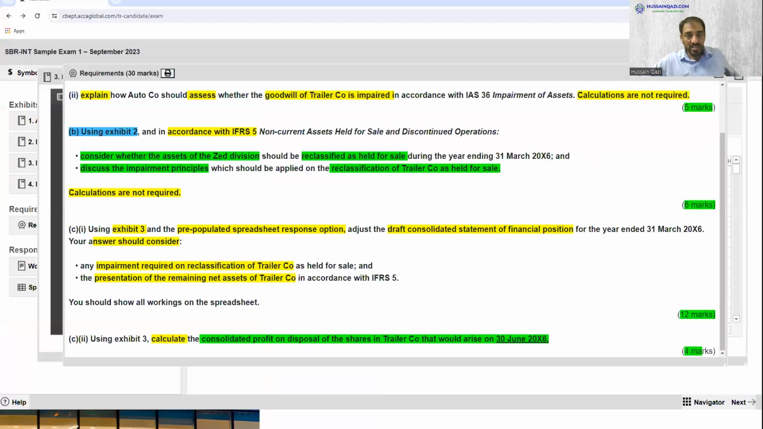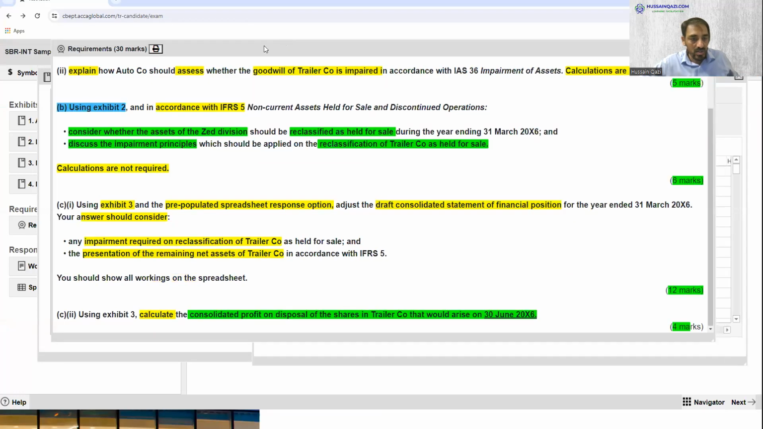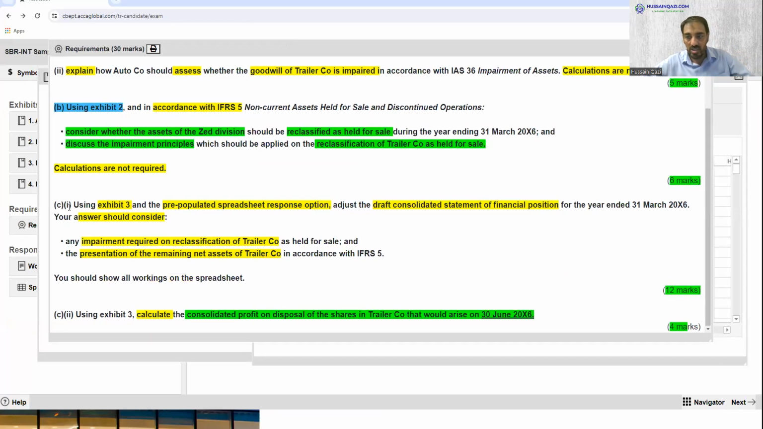Start with the requirement reading. Okay. So this is about 16 marks of the question. C1 12 marks, C2 4 marks. Let's read first. Using exhibit 3, refer to exhibit 3, the pre-populated spreadsheet option, and you have also the drafted consolidated balance sheet available.